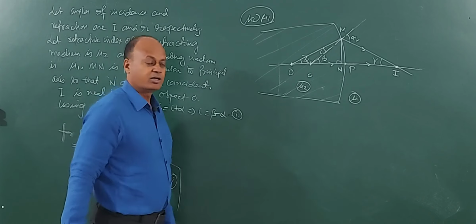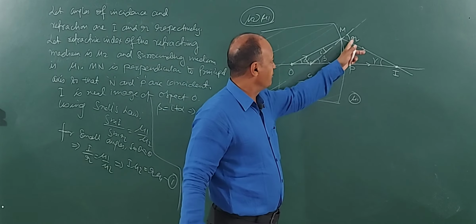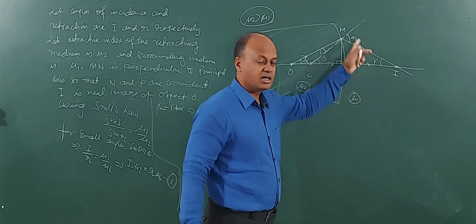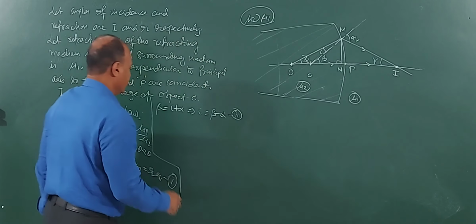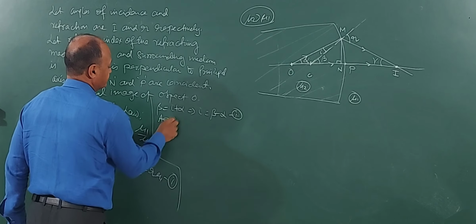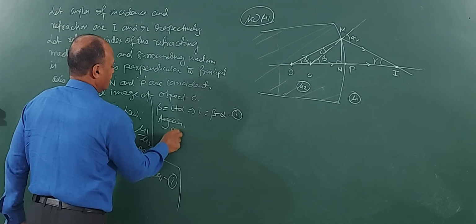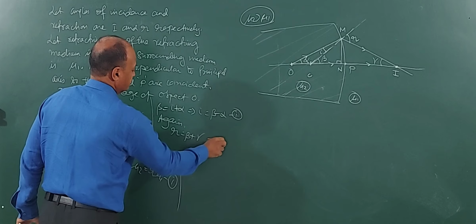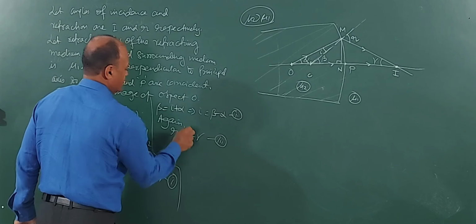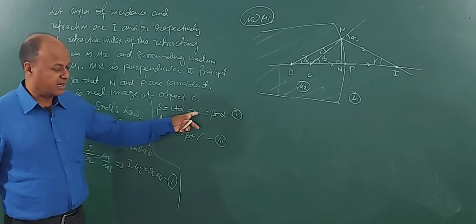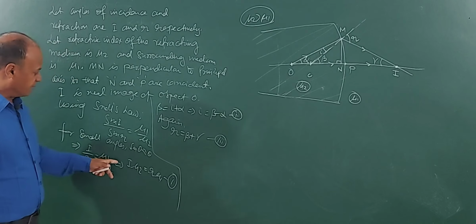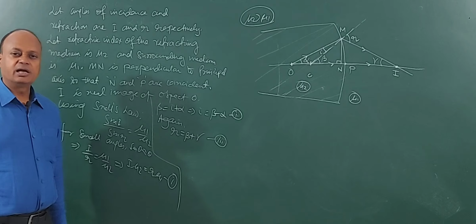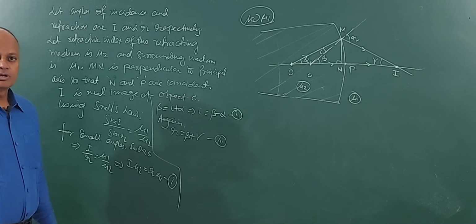And then we have to calculate how much is r. r will be equal to how much? Beta plus gamma, because r is again external angle. Again I will say r is equal to beta plus gamma. This is equation 3. So you know the values of i, r, and I have a relation here between angles i, r and mu2 and mu1.